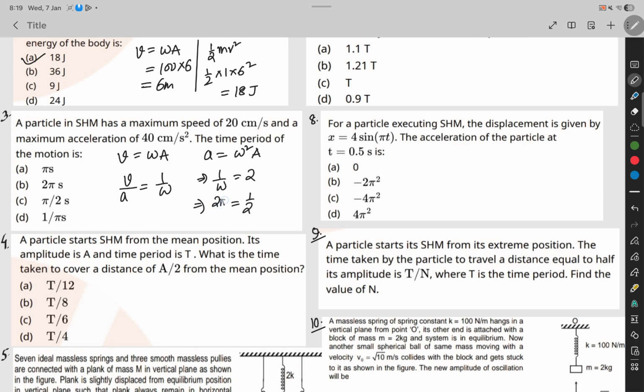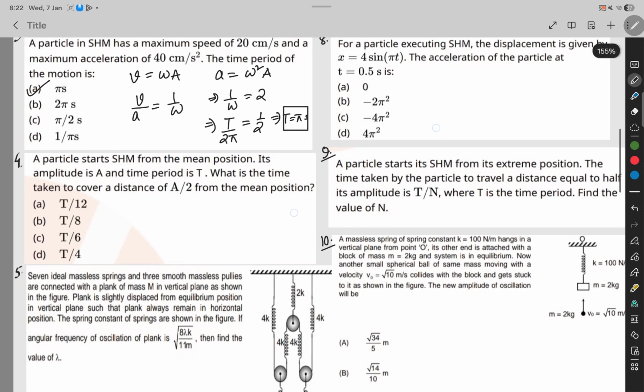So that becomes omega is equal to 1 by 2. Omega is 2 pi by T, so T is 2 pi by omega. So T will be 4 pi second. So this is the answer.